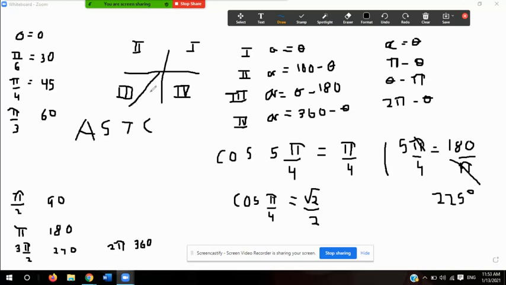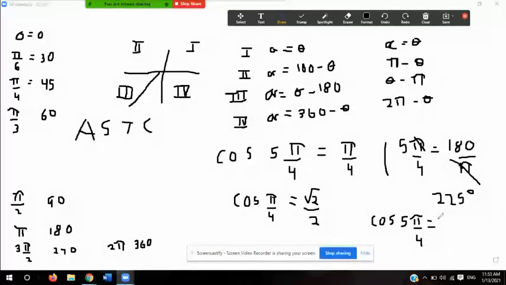And in quadrant 3, we know, based on the All Students Take Calculus acronym that we discussed, that the only positive function is the tangent. And I'm being asked to look for the cosine. So I know that the cosine of 5 pi over 4 is going to be negative square root of 2 over 2, because the terminal side is located in quadrant 3.